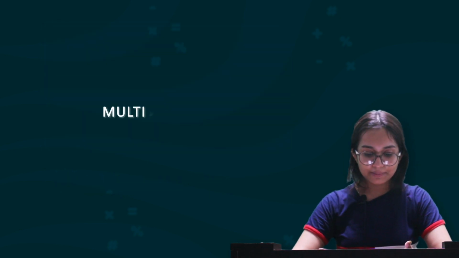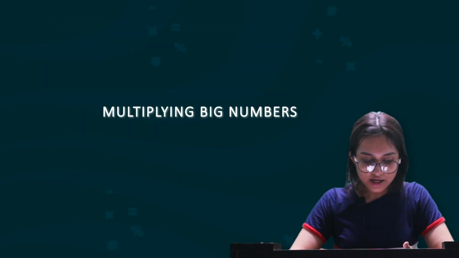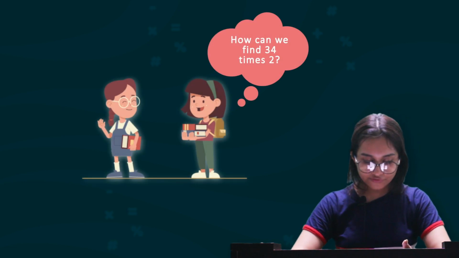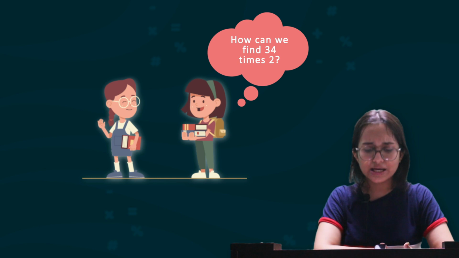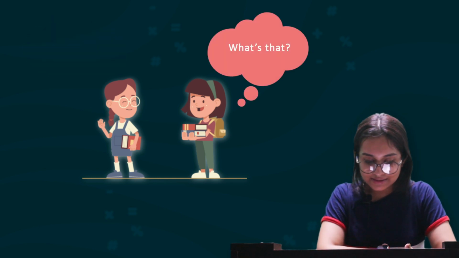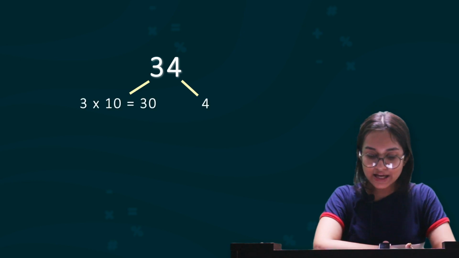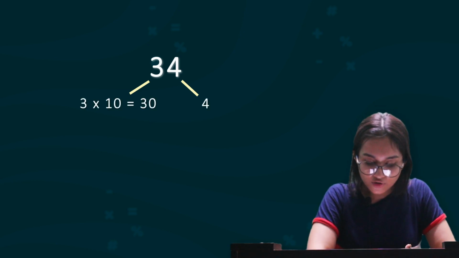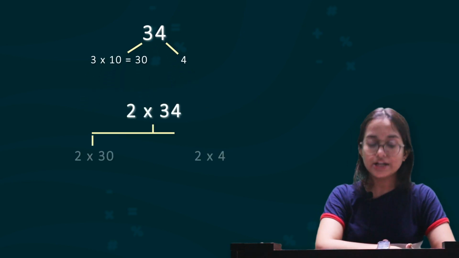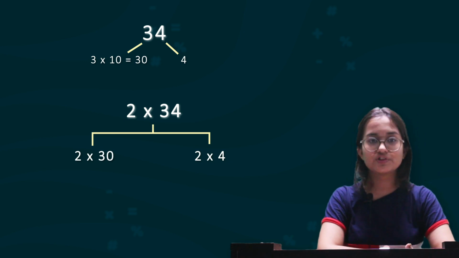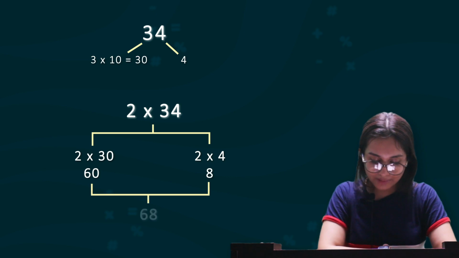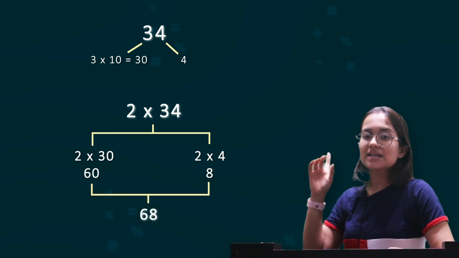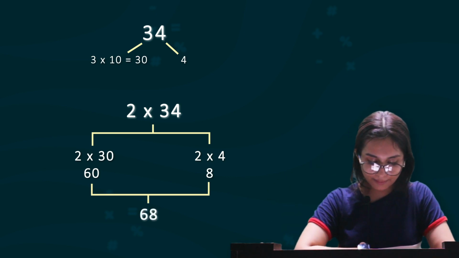Then we have multiplication of bigger numbers. So we need to multiply 34 and 2. So it says, how can we find 34 times 2? She said, I know. Then what's that? She said, see, 34 is 30 and 4. So she wrote 2 into 30 and 2 into 4, which will give 60 as well as 8. So the answer will be 68. This is how you can multiply larger numbers also.